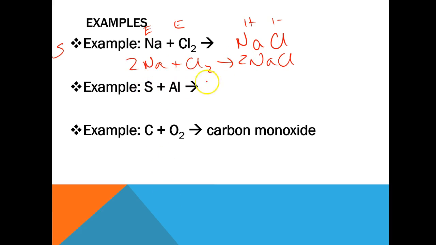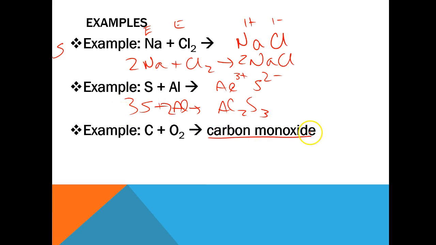This one, again, element and element. I'm going to drop and swap charges. I'm going to get Al3+, S2-. So I got S plus Al goes to Al2S3, with a 2 and a 3. And now here, notice I gave you the name, because when you start getting nonmetals combining, I have to tell you what the product really is. And so when it says carbon monoxide, let's remember back to our naming rules. It means carbon 1, O 1, or CO. So you got C plus O2 goes to CO, put a 2 and a 2. Okay, so synthesis isn't too bad.